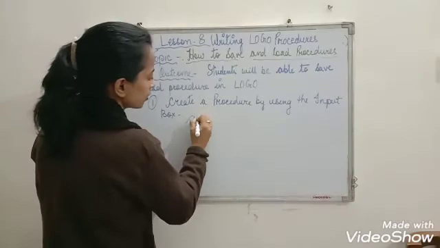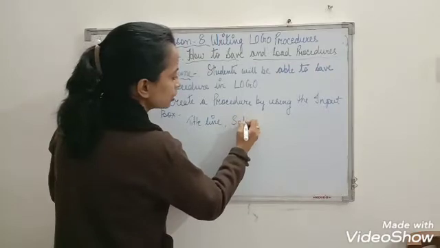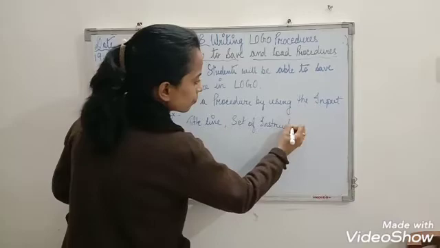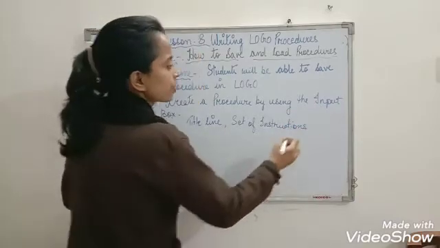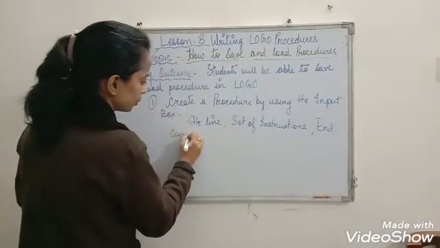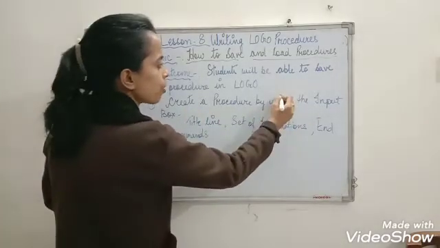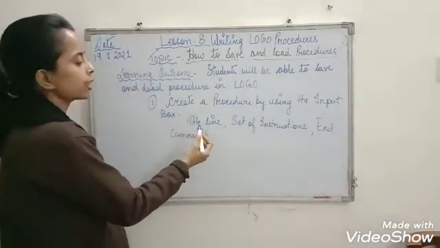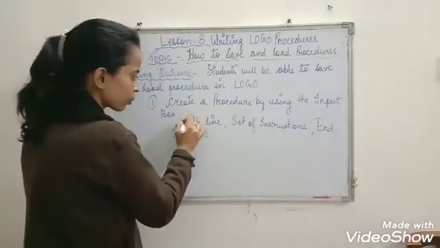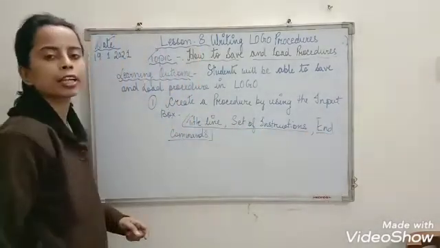Title line, then set of instructions, and then end command. So, the first one, to create a procedure by using the input box, will have the title line, set of instructions and end command. We will use these parts to create a procedure using the input box.